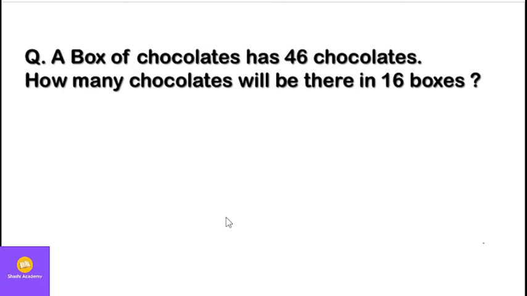So what does the question say? A box of chocolates has 46 chocolates. There is a box which contains 46 chocolates in it. Now you have to find, if there are 16 similar boxes of the same type, and each box is having 46 chocolates, then how many total chocolates will be there in all the 16 boxes? This is what the question means.